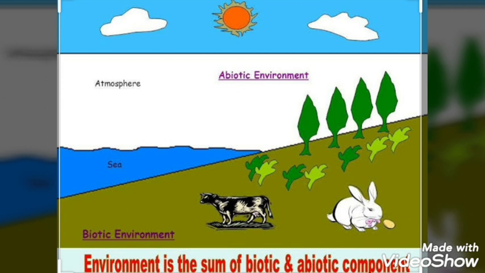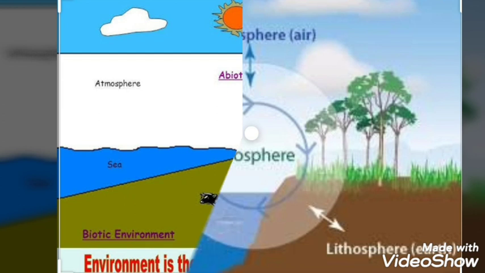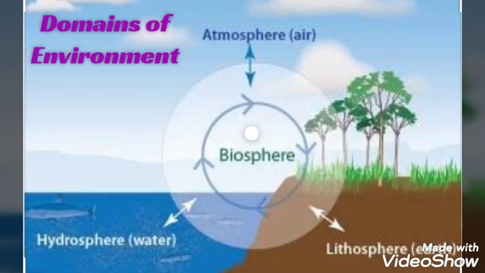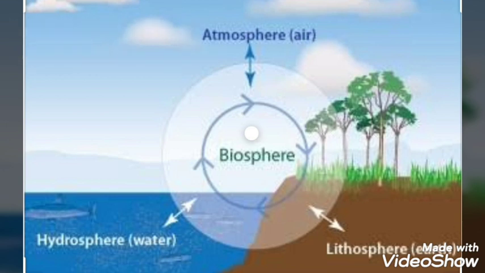Now let us move on to the next topic, the spheres or domains of natural environment. You are familiar with the meaning of these domains, is it? Atmosphere, lithosphere, hydrosphere and biosphere from your previous class. So let us learn about them in detail.